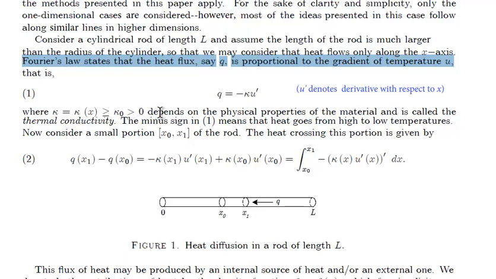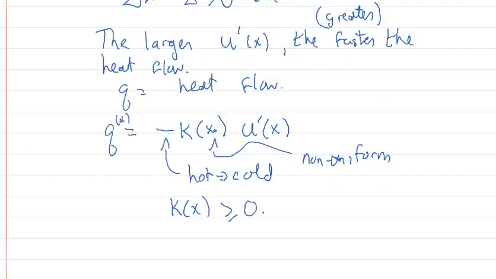So let's continue reading. This kappa depends on the physical properties of the material and is called the thermal conductivity. The minus sign means that heat goes from high to low temperatures. So we already discussed this. Now, consider a small portion x0, x1 of the rod. That's the portion from here to here. So let me go ahead and copy this so we can see what we're going to do.